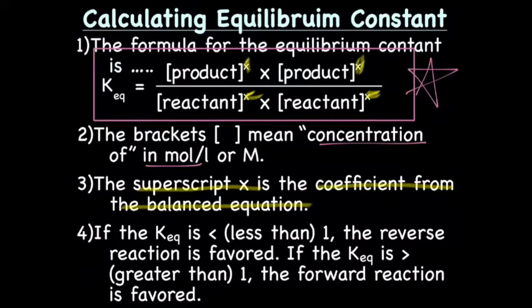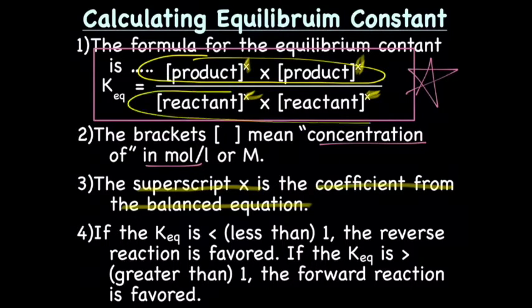Before we move on to point 4, I want to point out that not all reactions have two products and not all reactions have two reactants. On the top, you put all of the products, the concentration of each product to the power of its coefficient, and multiply them. If there's only one product, you don't multiply anything. If there's 10 products, you're going to multiply all 10. The same with the reactants.